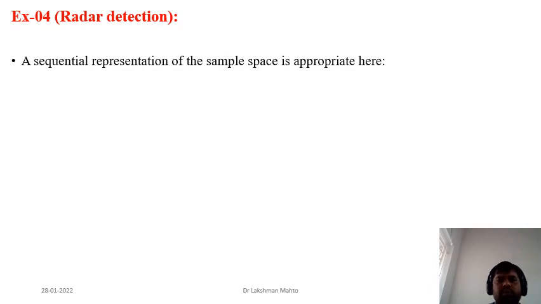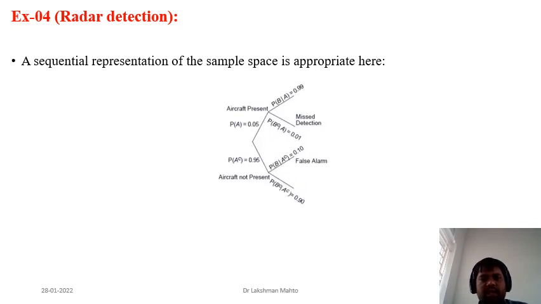In order to solve this problem, we will apply the sequential criteria. That means first we talk about the presence of the aircraft, then we talk about the reading by the radar. That's where the sequential criteria works very well. First, it is about the presence of the aircraft, and it is already given that the probability of presence is 0.05. Due to that, we can easily calculate the complement probability of A complement, which would be 0.95.